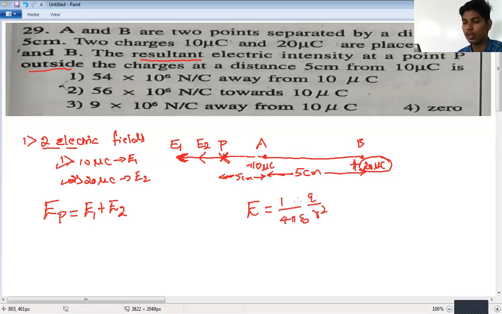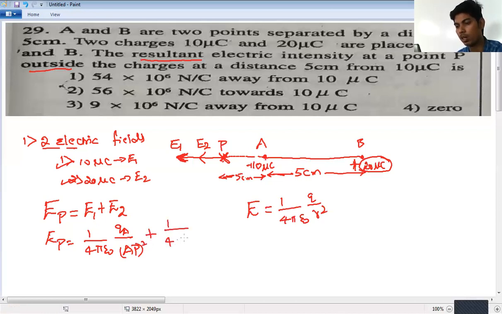Q by R square. Now, if we add the electric fields produced by 10 microcoulomb and 20 microcoulomb, it will be EP equals 1 by 4 pi epsilon naught QA divided by AP whole square, the distance between A and P whole square, plus E2, which is 1 by 4 pi epsilon naught QB, the charge at B, divided by BP whole square, the distance between charge at B and point P, BP whole square. This is the net electric field.